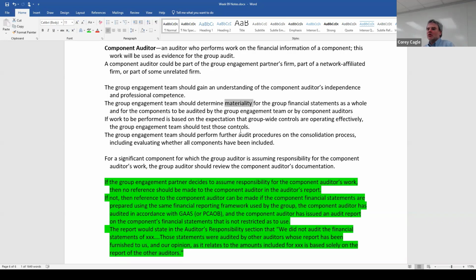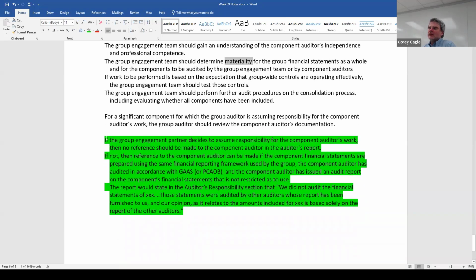All right, here's kind of the meat of this section as far as test questions go, I would say. If the group engagement partner decides to assume responsibility for whatever the component auditor did, then we don't make reference to that component auditor in the report. There's no need to. We're assuming responsibility, so our name's on it. No need to include their name.